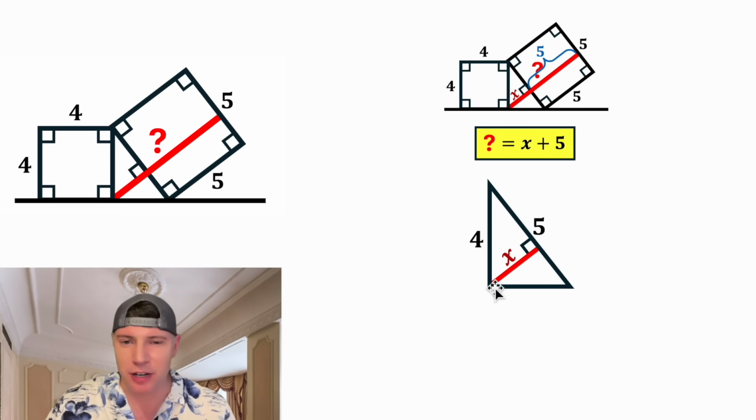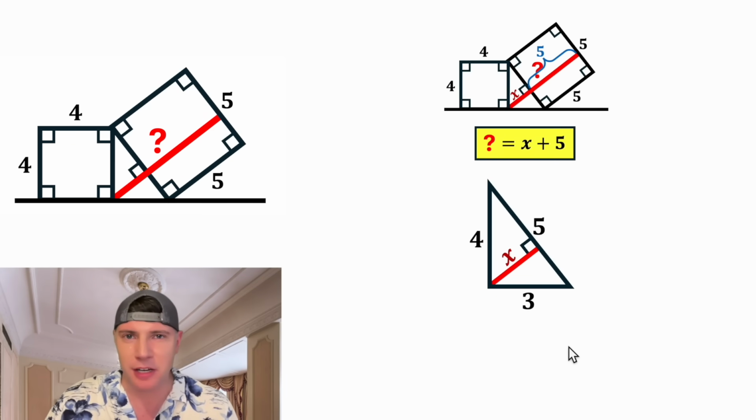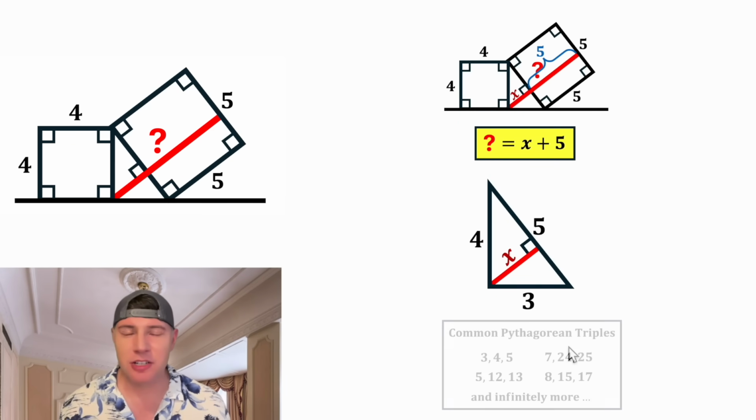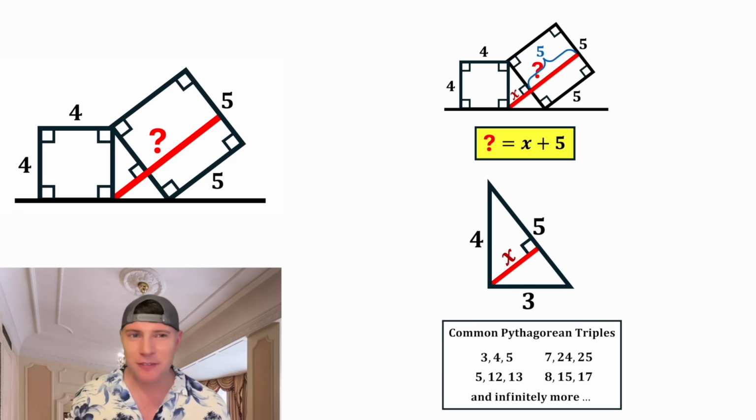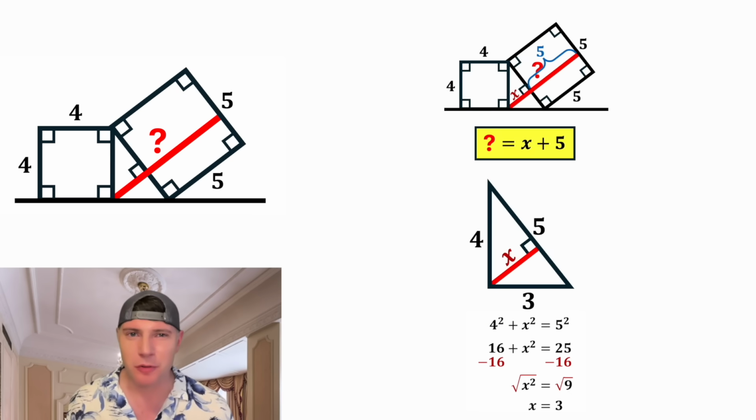This is a Pythagorean triple. Anytime you have a right triangle with a leg of 4 and a hypotenuse of 5, the last leg has to be 3. It's called a 3, 4, 5 triangle. Here are some other common Pythagorean triples. And if you don't want to bother remembering all that, here's the work with the Pythagorean theorem.